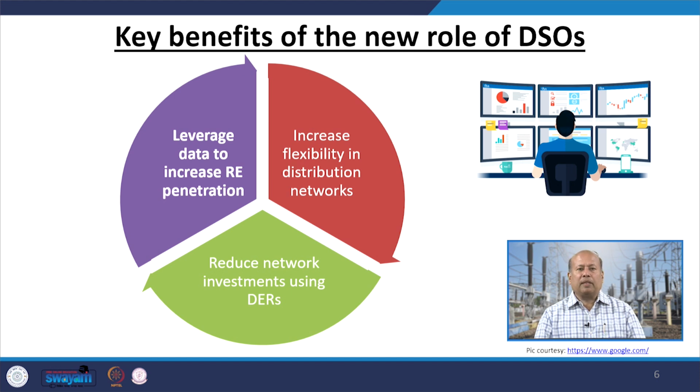It also reduces network investment using DRs. Normally, when you look into a distribution system, the consumers' consumption keeps on increasing, and because of this the substation transformers keep on loading. That means the capacity of the substation transformer is going to be violated very soon due to the increase in consumption pattern of the consumers. Then the distribution companies must invest to replace their substation transformers with a higher rating transformer so that the increase in load can be met.